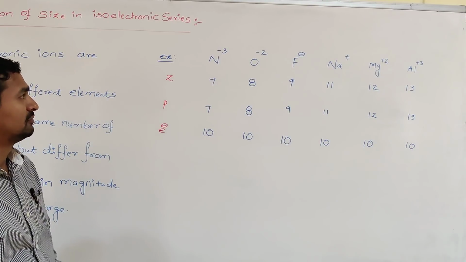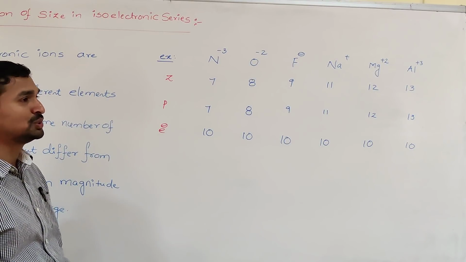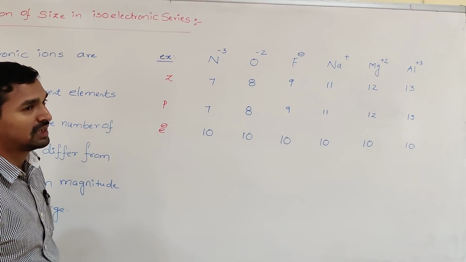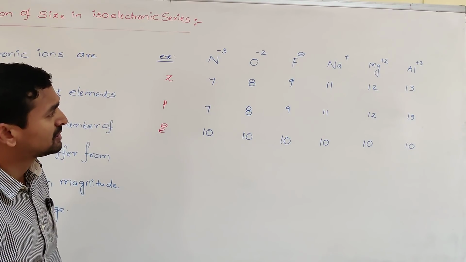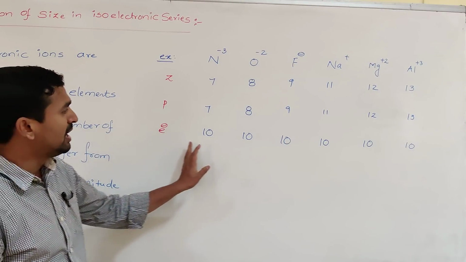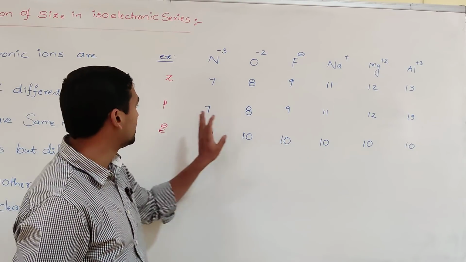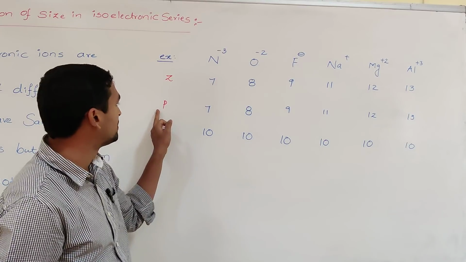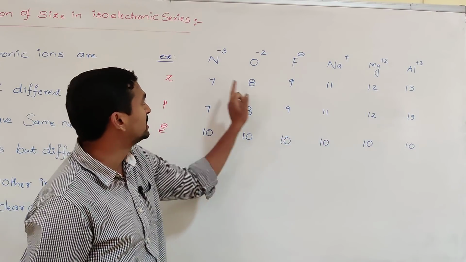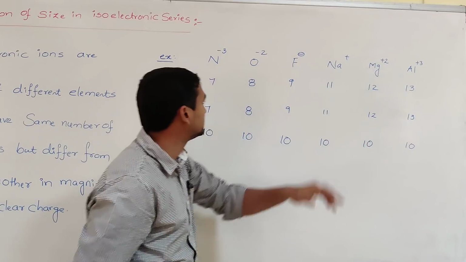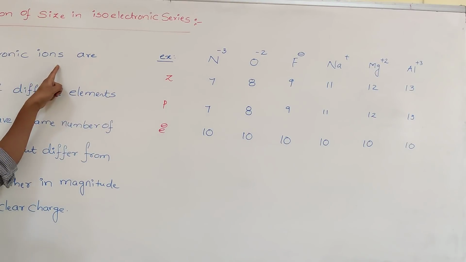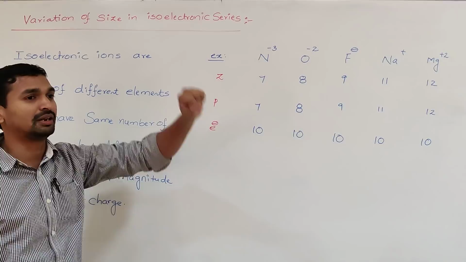Aluminium carrying the plus 3 charge, 13 minus 3, then we get 10 electrons. All these ions, N minus 3, O minus 2, F minus, Na plus, Mg plus 2, Al plus 3, are having the same number of electrons, but their magnitude of the positive charge, that is the number of protons, is different. That's why all together we call them isoelectronic ions or an isoelectronic series.